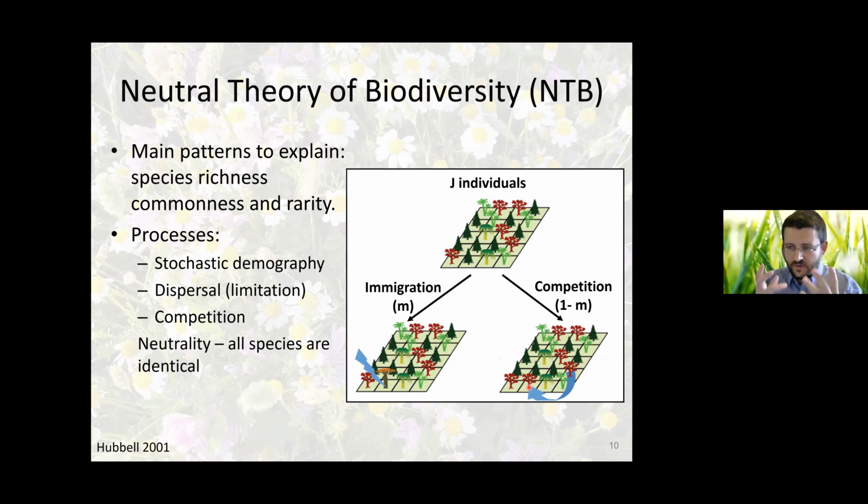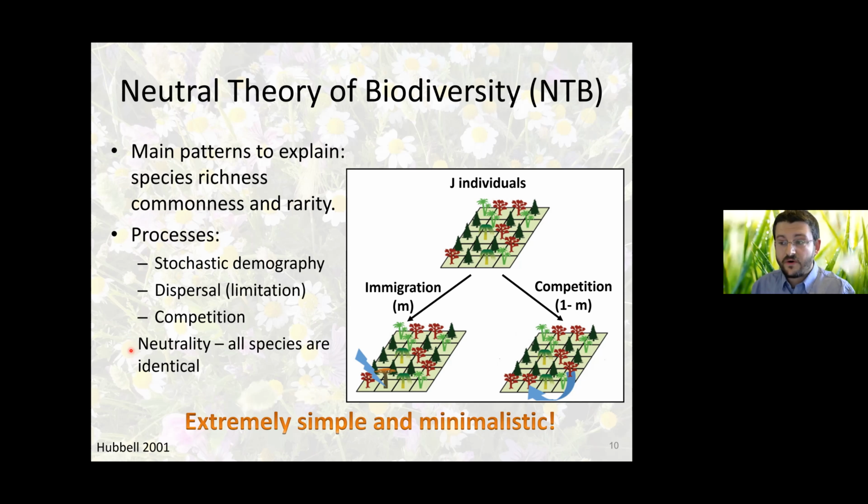Let's talk more ecology. What's going on here? The processes in neutral theory are basically random birth, death, and immigration events. There's some form of dispersal limitation. Not all the offspring are produced locally. And there is competition, but it is symmetric. And that's a core assumption of neutral theory, neutrality or symmetry, meaning all the species are exactly the same. This crucial simplifying assumption makes this theory extremely simple and minimalistic, with basically no differences between species.